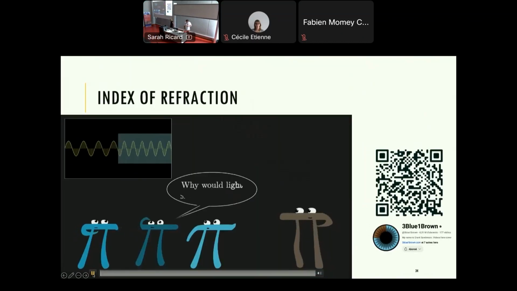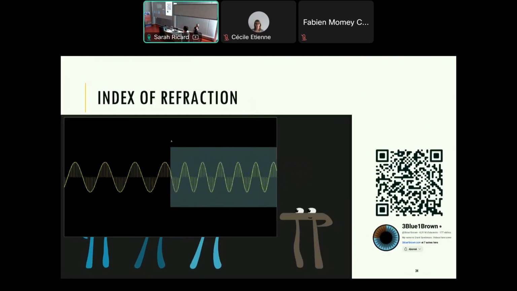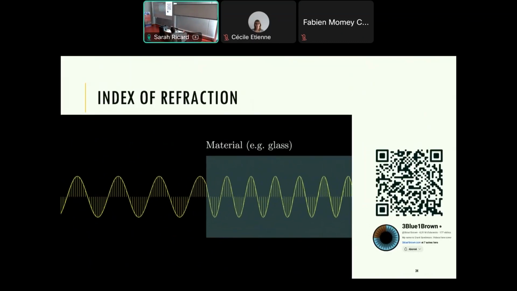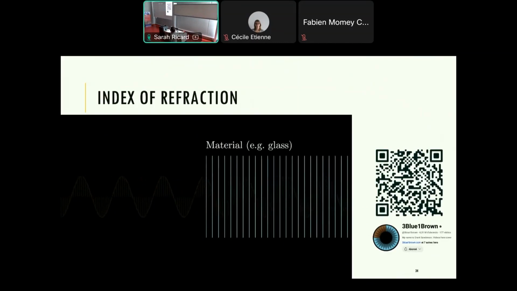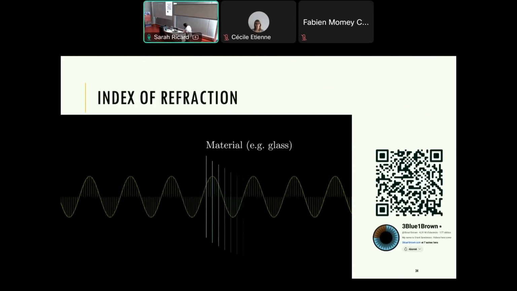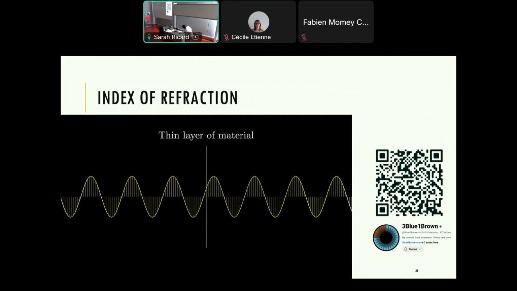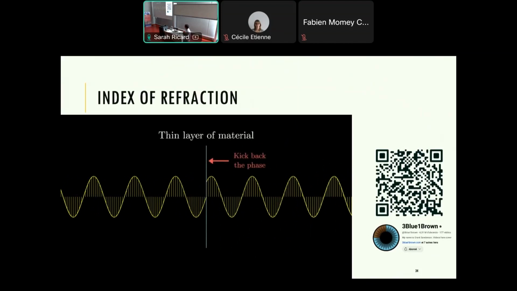Of why passing through a medium would change the speed of a light wave at all. And for this, I want you to think of your material, like glass, as being broken up into a bunch of distinct layers, all perpendicular to the direction the light is traveling. And we'll start by focusing our attention on the effect of just one of those layers on the light wave. The true effect would be minuscule, but if you'll let me exaggerate it for a moment, what it does is kick back the phase of the wave.